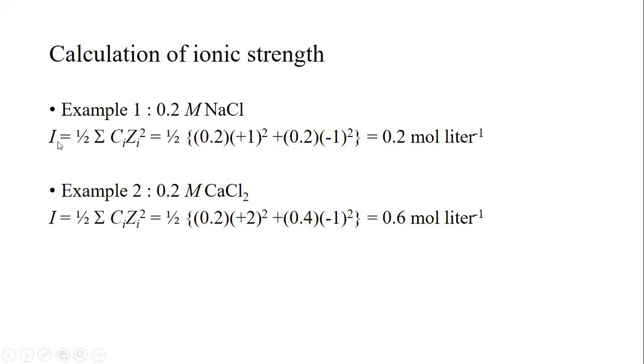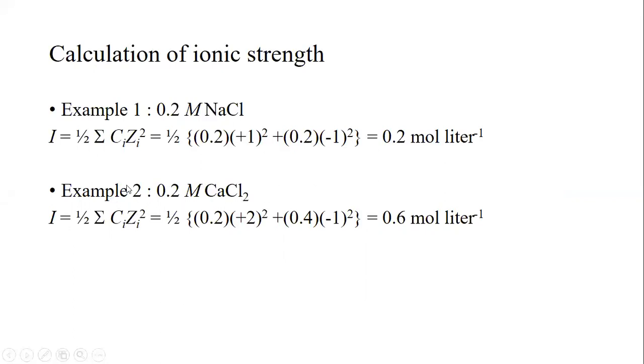So I for this solution, 0.2 molar NaCl, the ionic strength is 0.2 mole per liter. Remember, never forget about the units. You cannot have a number without a unit. Units are important. In an exam, if you write just the number without the unit, you get only 50% of your grade. So remember, any number has to have a unit after it.